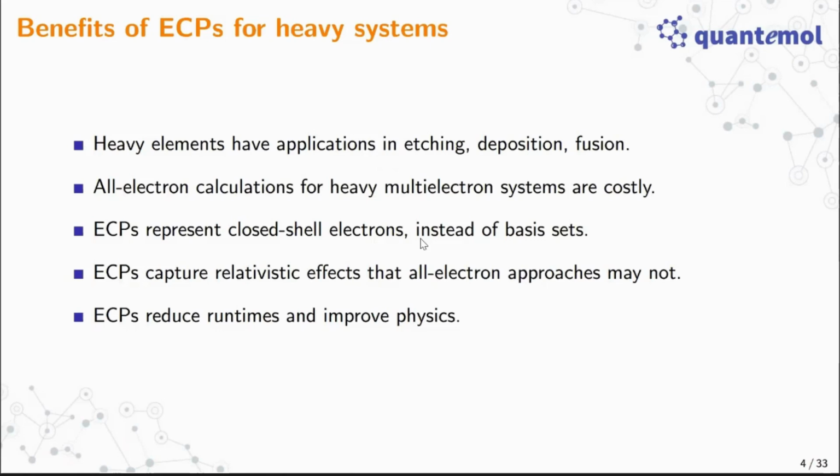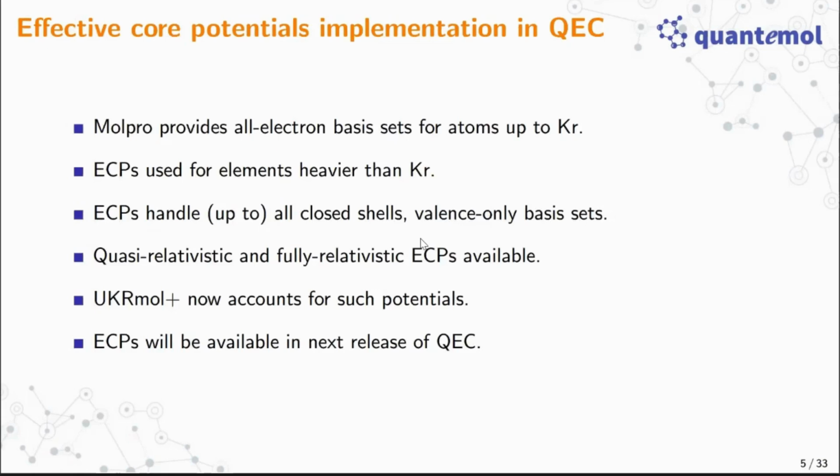The core potentials are also able to capture relativistic effects, which all-electron approaches may not. In particular, relativistic contraction of the valence orbitals will be captured in the valence basis sets that accompany effective core potentials, and this may not be captured in all-electron basis sets. So there's a better capture of relativistic effects, so that the overall dual benefit of ECPs is an unusual one. It reduces the runtime of your calculation, but simultaneously improves the physics, which is quite a good pair of benefits to have. So on the whole, this work is very worthwhile.